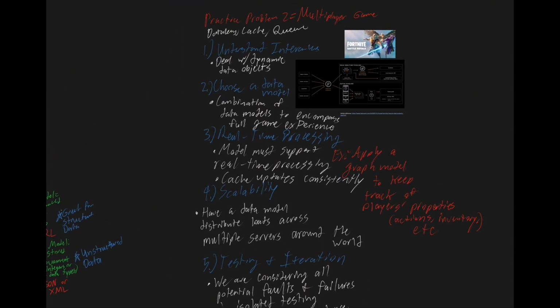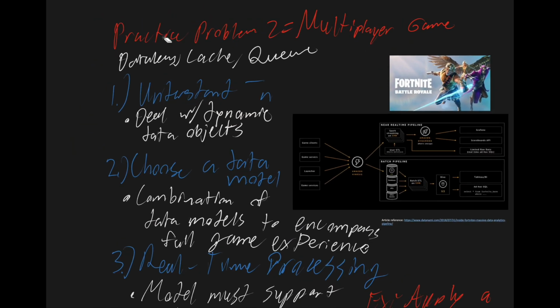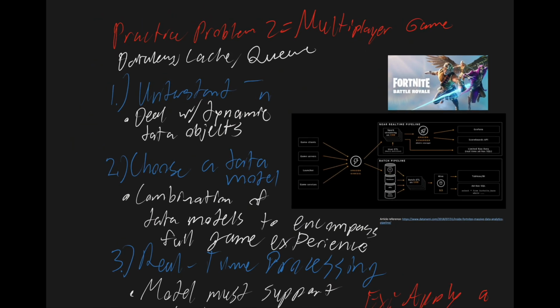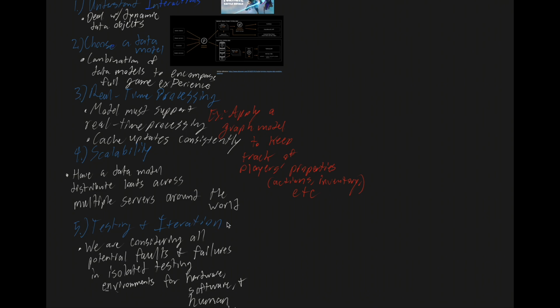So let me move this over and show you the full. So over here, this is our solution for the second practice problem in the case of our multiplayer online game. We will understand the interactions. Choose the data model. Account for real-time processing, scalability, testing, and iteration.